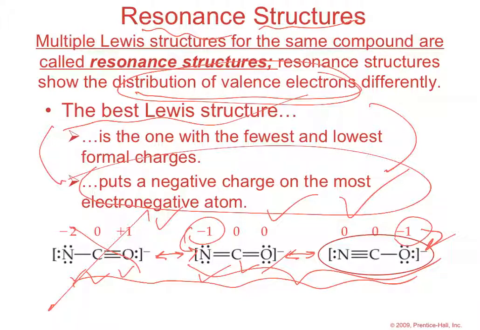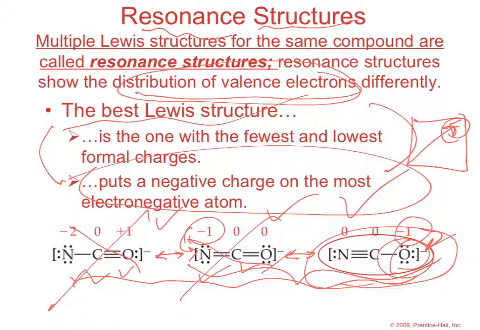Well, if you remember your electronegativity trend on the periodic table, it goes kind of like this, with fluorine being the most electronegative. And so basically, any atom that's closer to fluorine is going to be more electronegative, which means it has a stronger attraction for electrons. So oxygen is more electronegative than nitrogen, and so it can accommodate or stabilize the negative charge better than nitrogen. So this structure wins.